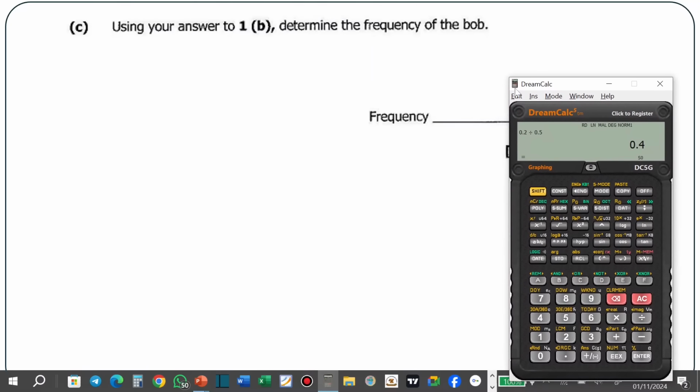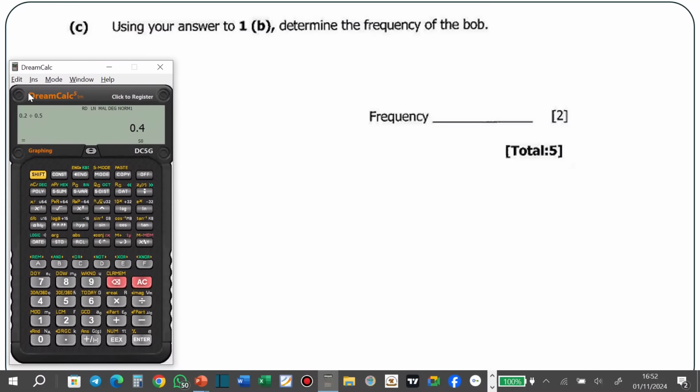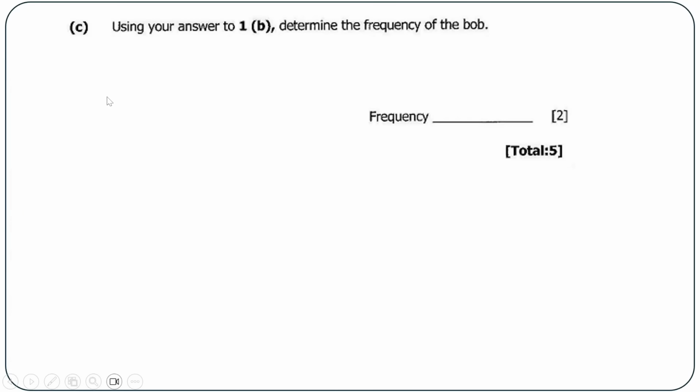Again, here we are told: using your answer to 1b, determine the frequency. We know that frequency f is equal to 1 over period. In question b we found that the period was 0.4. So if you divide 1 by 0.4, you get the frequency as 2.5 Hz. The unit for frequency is Hz. So put here frequency as 2.5 Hz.